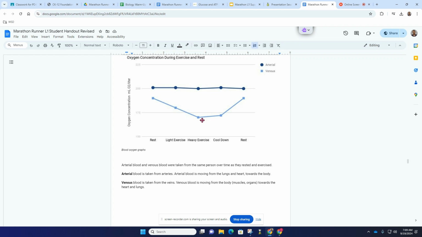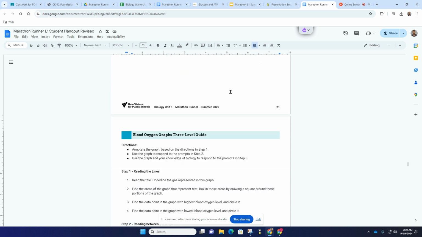Because in theory, it could be decreasing, but there being more oxygen. But that's not what this graph says. It says venous blood has less oxygen and we have a decreasing amount as we exercise, compared to no change in arterial.